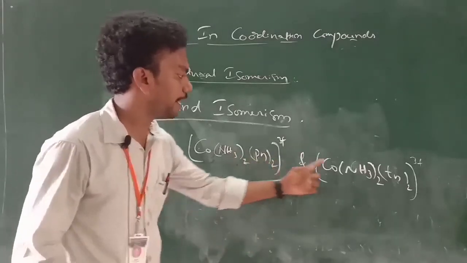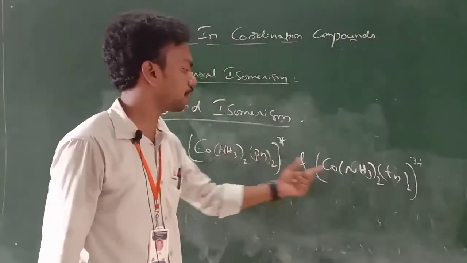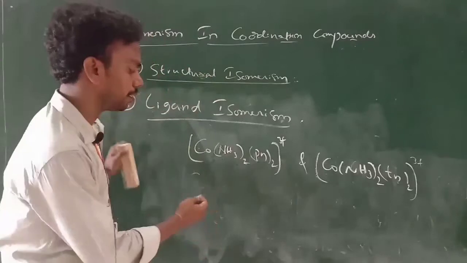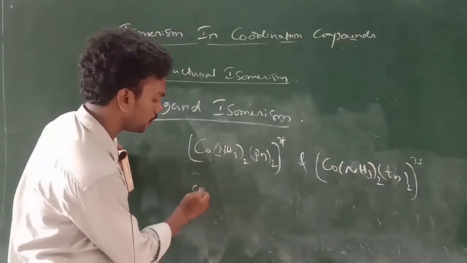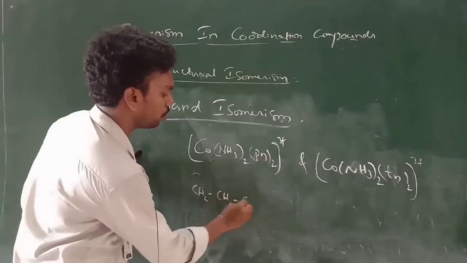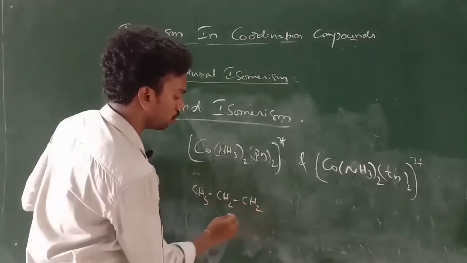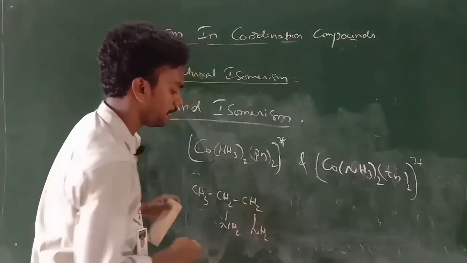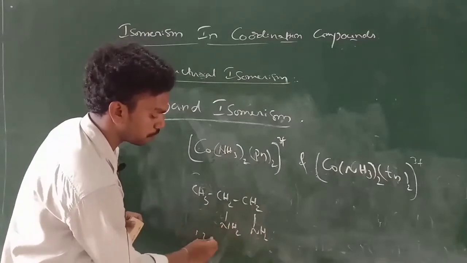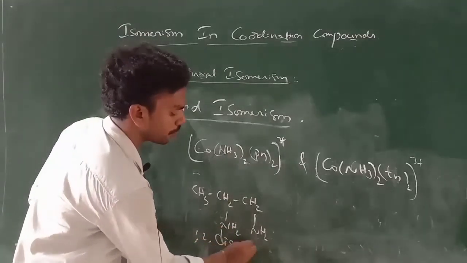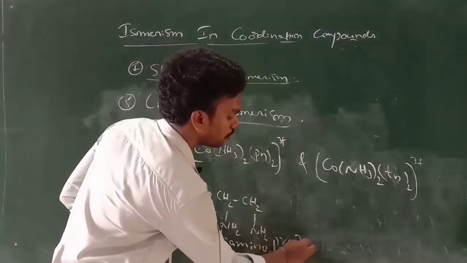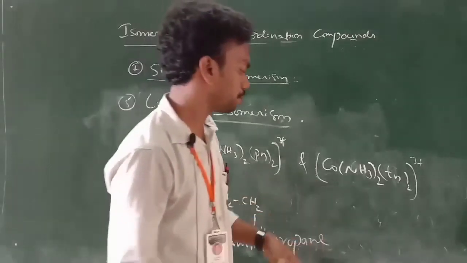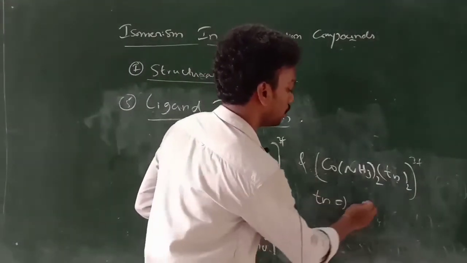Let's see. Here pn and tn. So cobalt, 2 ammonia molecules, here also 2 ammonia molecules. What is pn? What is tn? The ligands. So pn is CH2, CH, CH3, CH2, with NH2, NH2. So this is 1,2-diaminopropane, 1,2-diaminopropane. Here tn.